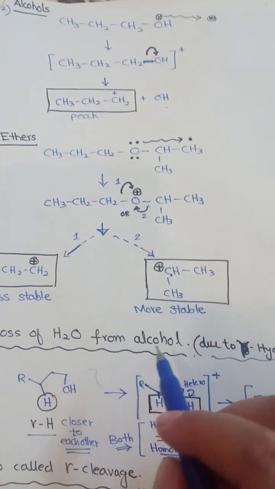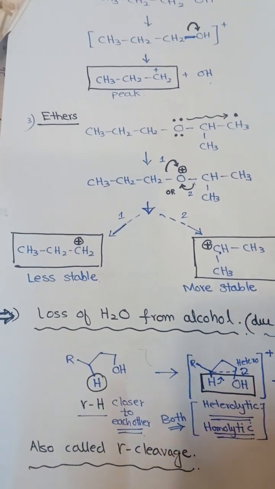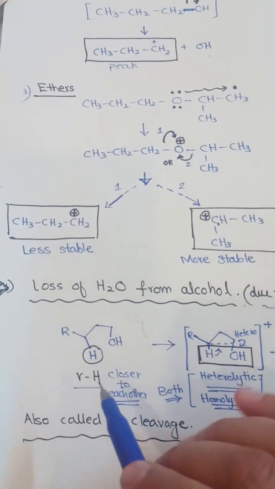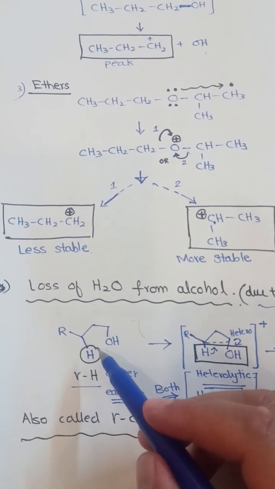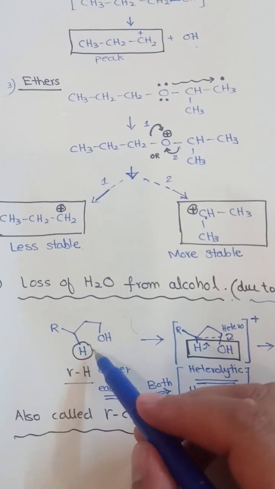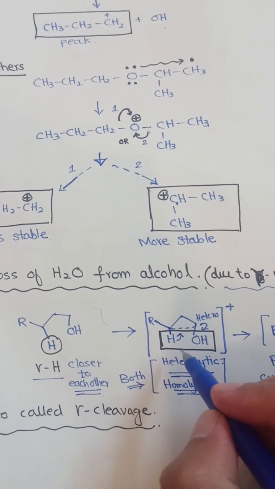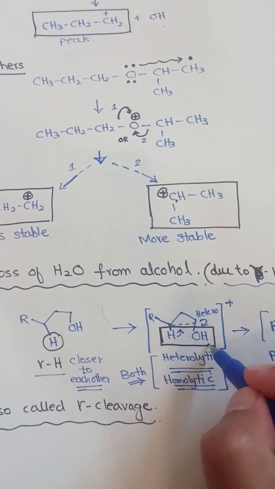Loss of water from alcohol due to gamma hydrogen. We also observe cleavage which is homolytic as well as heterolytic, and it is because of the gamma hydrogen. If it is present in alcohols, we observe this type of cleavage in which loss of water occurs. So here we have the molecular ion peak, and we have the gamma hydrogen and this hydroxyl group.